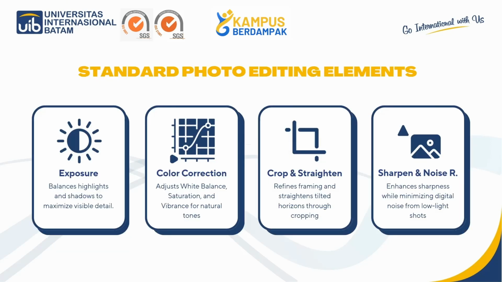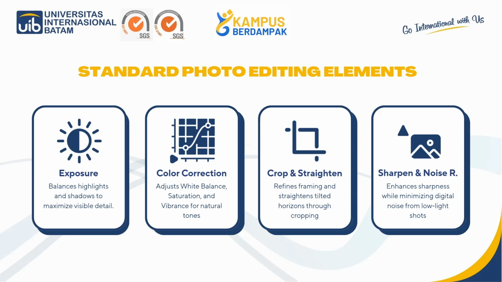The first is exposure correction. This is adjusting the brightness so that the details in both the shadows and highlights are clearly visible. The second is color correction. This is adjusting the white balance for a natural look and fine-tuning saturation and vibrance. The third is crop and straighten. This is refining the framing and straightening a tilted horizon through cropping. The fourth, we have sharpen and noise reduction. This is enhancing detail through sharpening and reducing digital grain or even noise often found in low light shots.